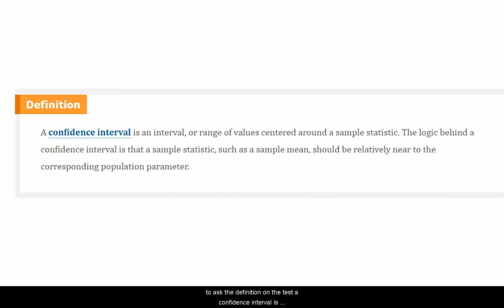A confidence interval is an interval or range of values centered around a sample statistic, specifically a mean. The logic behind it is that a sample statistic, such as a sample mean, should be relatively near to the corresponding population parameter. Can I give you an example?